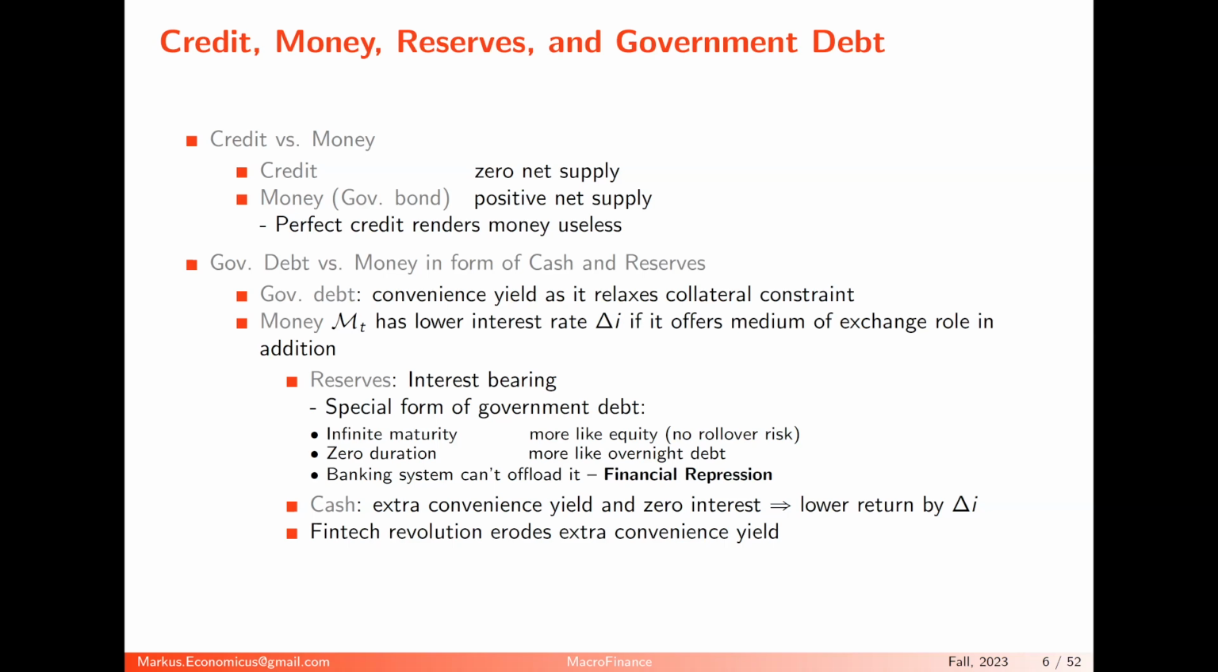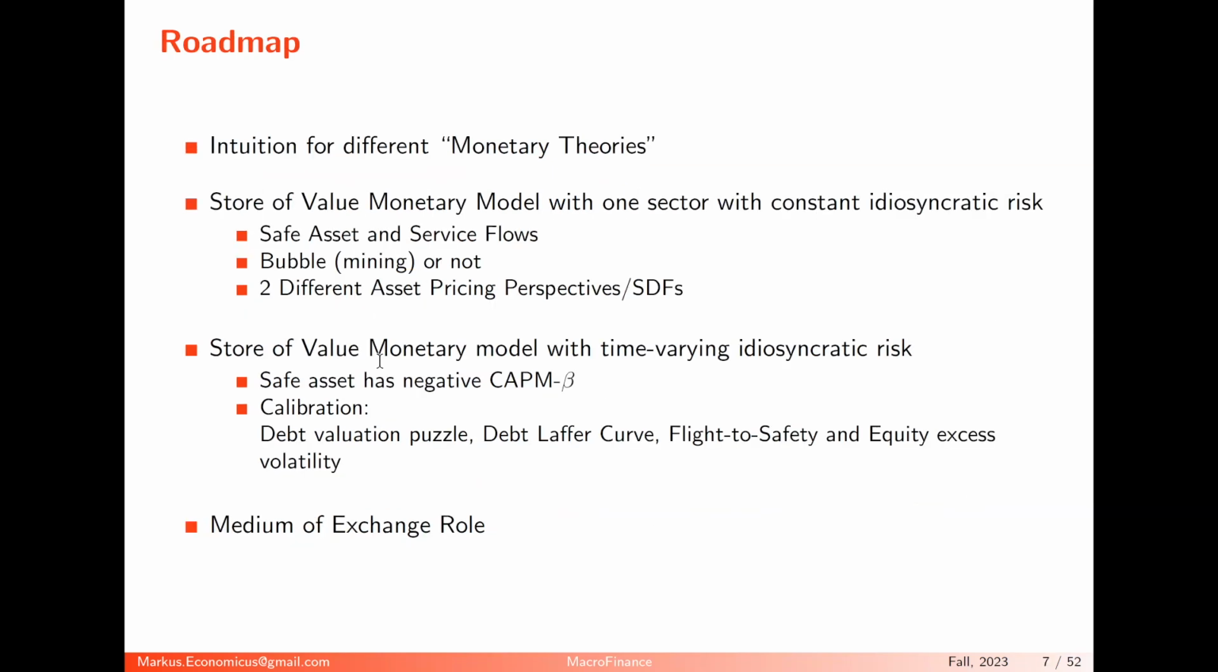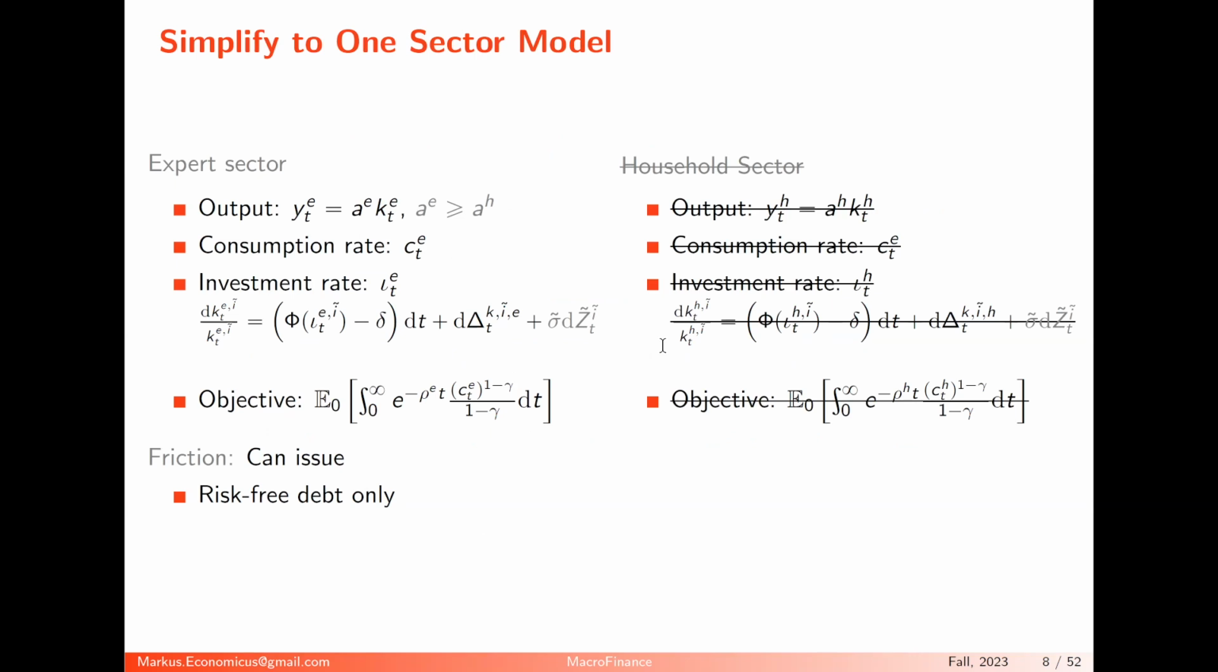Today, we will focus very much only on government bonds. We won't go into the particulars of different forms of money. As I said, what we will do today is the second block here. We do a one sector model with constant idiosyncratic risk. Next time we do time varying idiosyncratic risk. And we do it simpler than we had before. We have only one sector. We don't have two sectors.